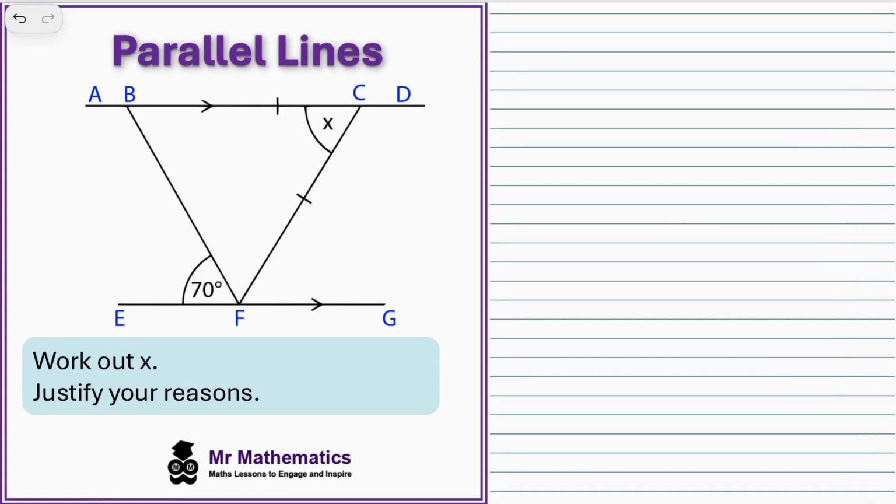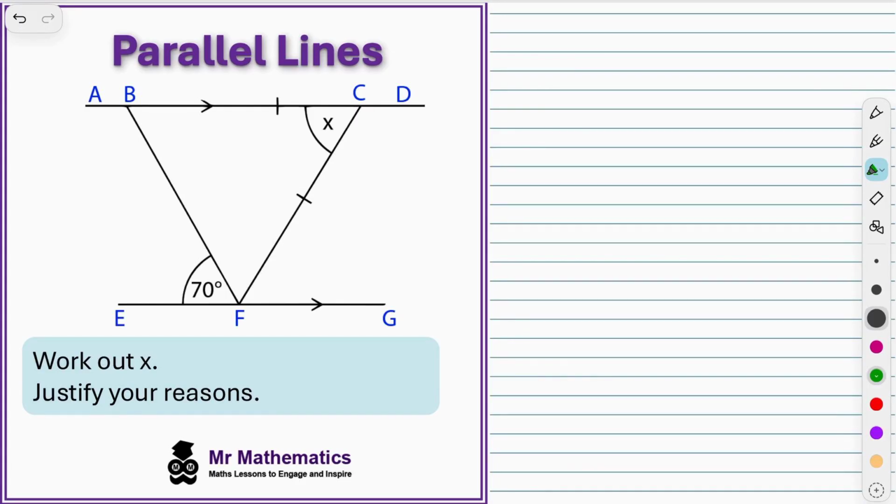So in question 2, we need to work out angle X, and this is part of an isosceles triangle. Do you want to give this question a go yourself? Remember to state the angle properties to justify your reasons. You can pause the video and come back when you're ready. Okay, so welcome back if you had a go.